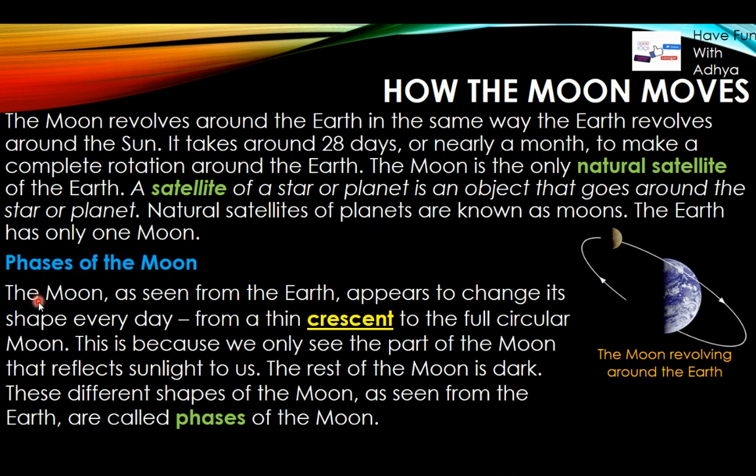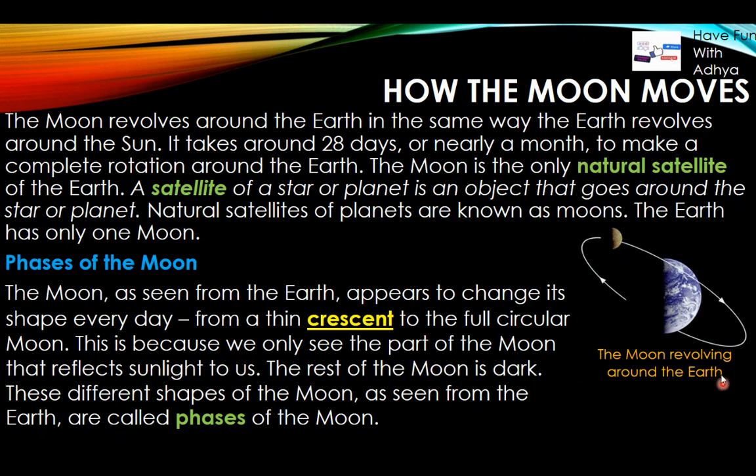Phases of the Moon. The Moon, as seen from the Earth, appears to change its shape every day, from a thin crescent to the full circular moon. This is because we only see the part of the moon that reflects sunlight to us. The rest of the moon is dark. These different shapes of the moon, as seen from the Earth, are called phases of the moon.